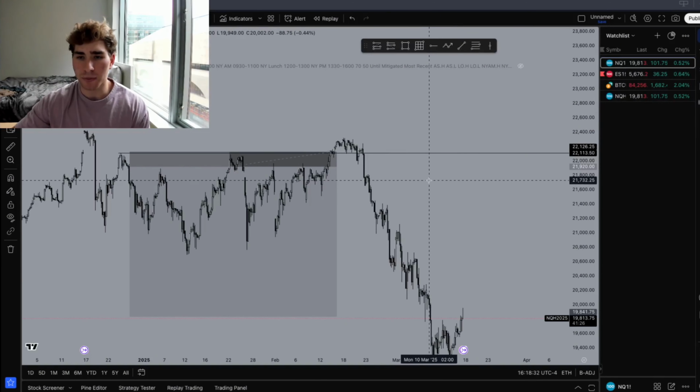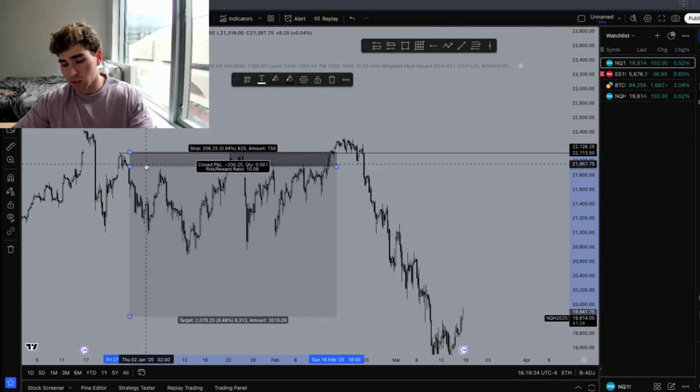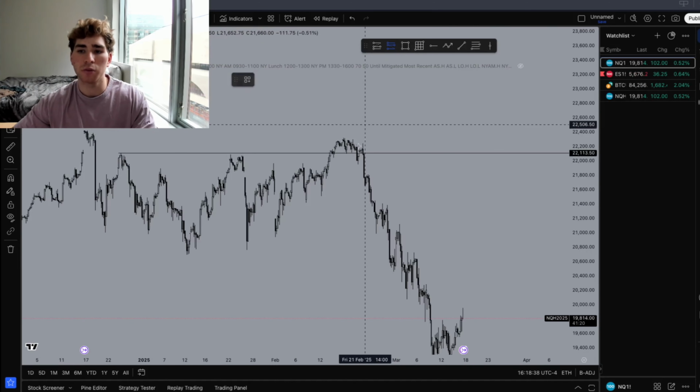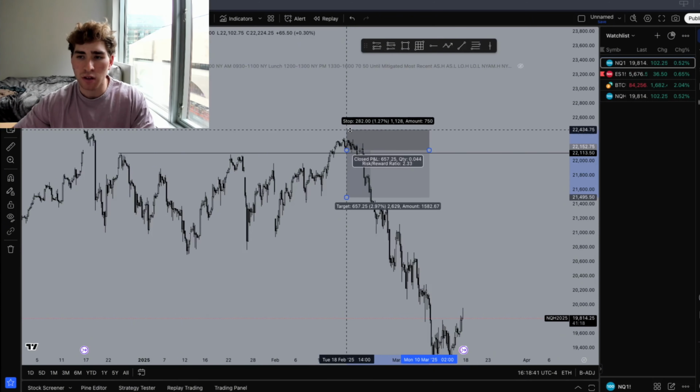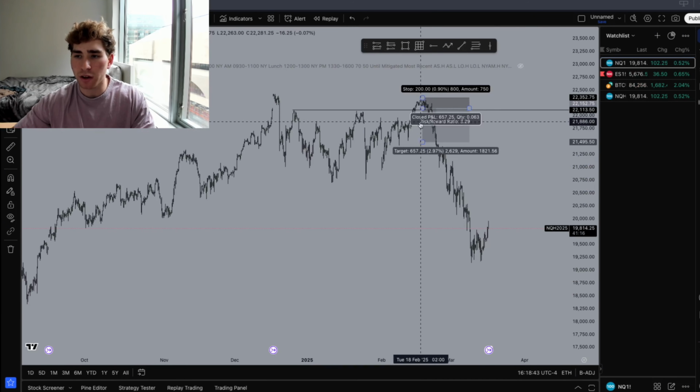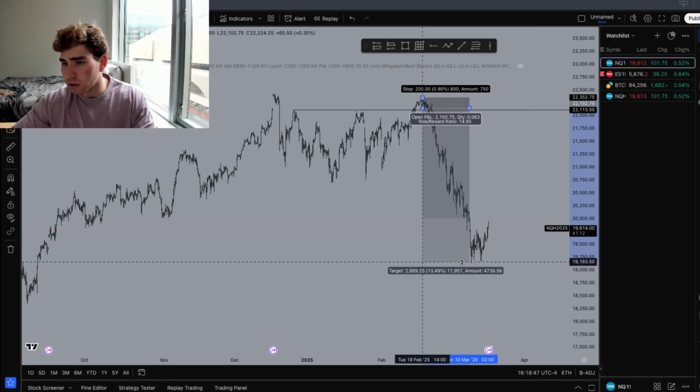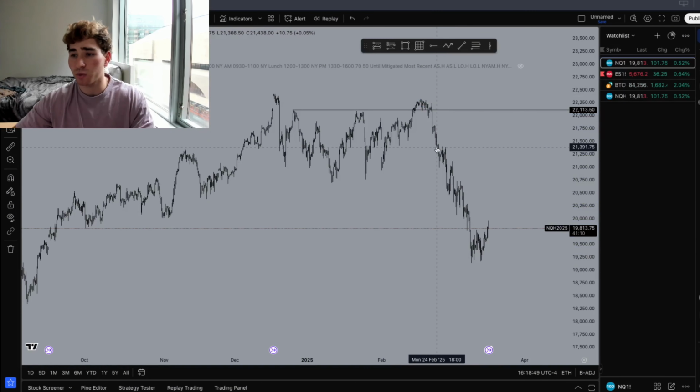What does price do? Chops around for a bit, comes, takes all the sellers out of the market, and now what do the banks do? They open their own short positions and dump the market. I think it was like 12% or something. What is that? 13.5%. It's ridiculous, right?